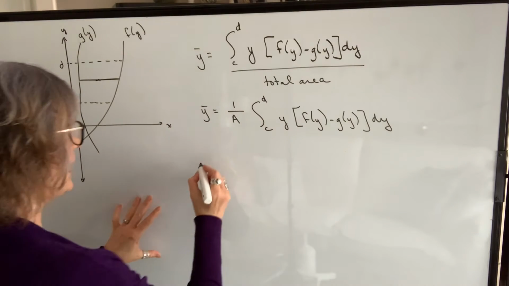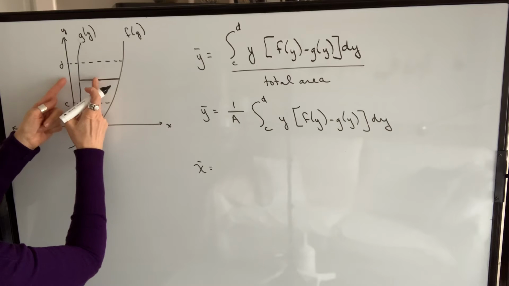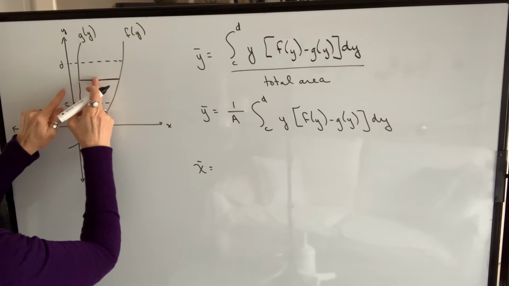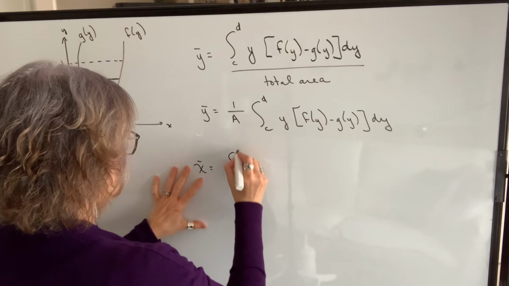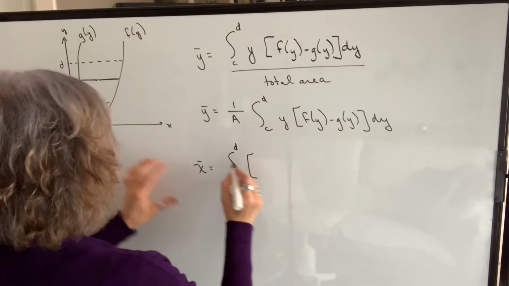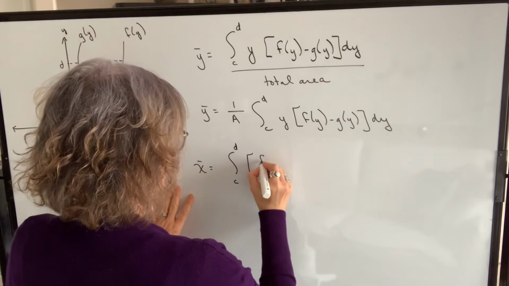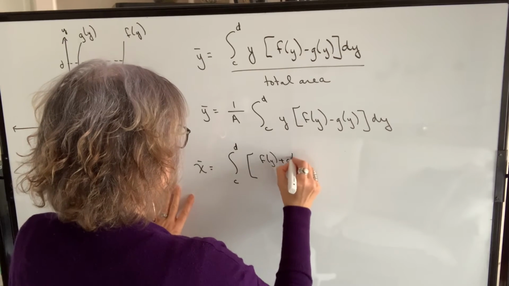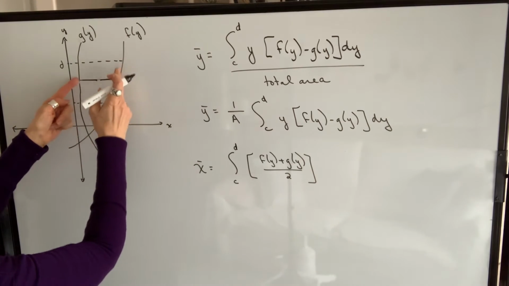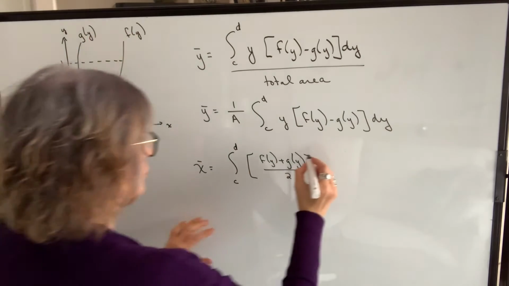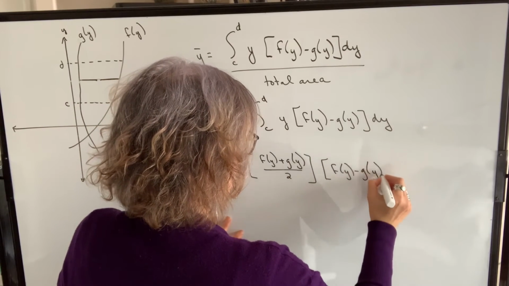If we were to find the x-coordinate, it's a little trickier because to define this distance, we have to use the average x value. So I'm going to write the sum of the first moments from c to d, and that distance here can be described as the average, which is f of y plus g of y divided by 2, then times the area of that rectangle, which can be described as f of y minus g of y, times dy.